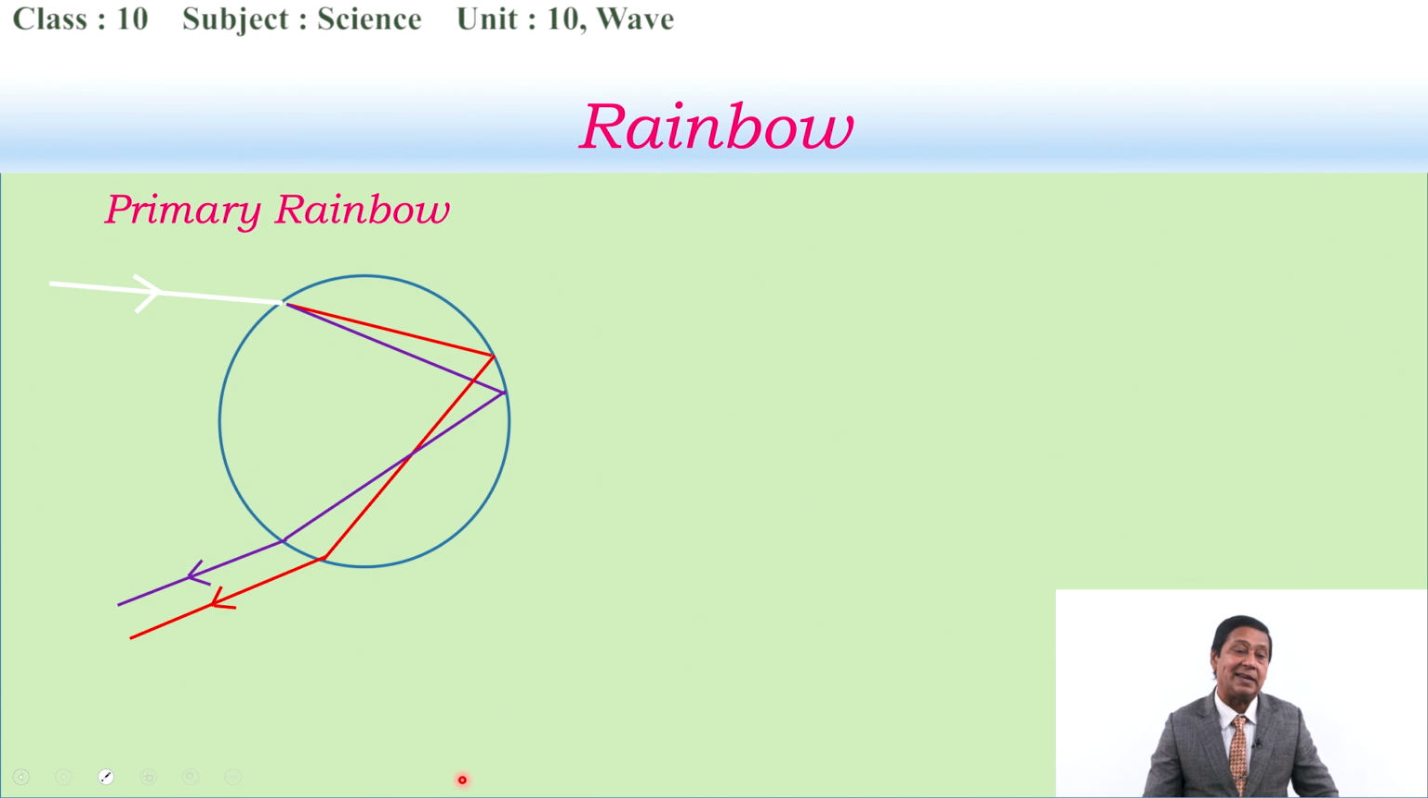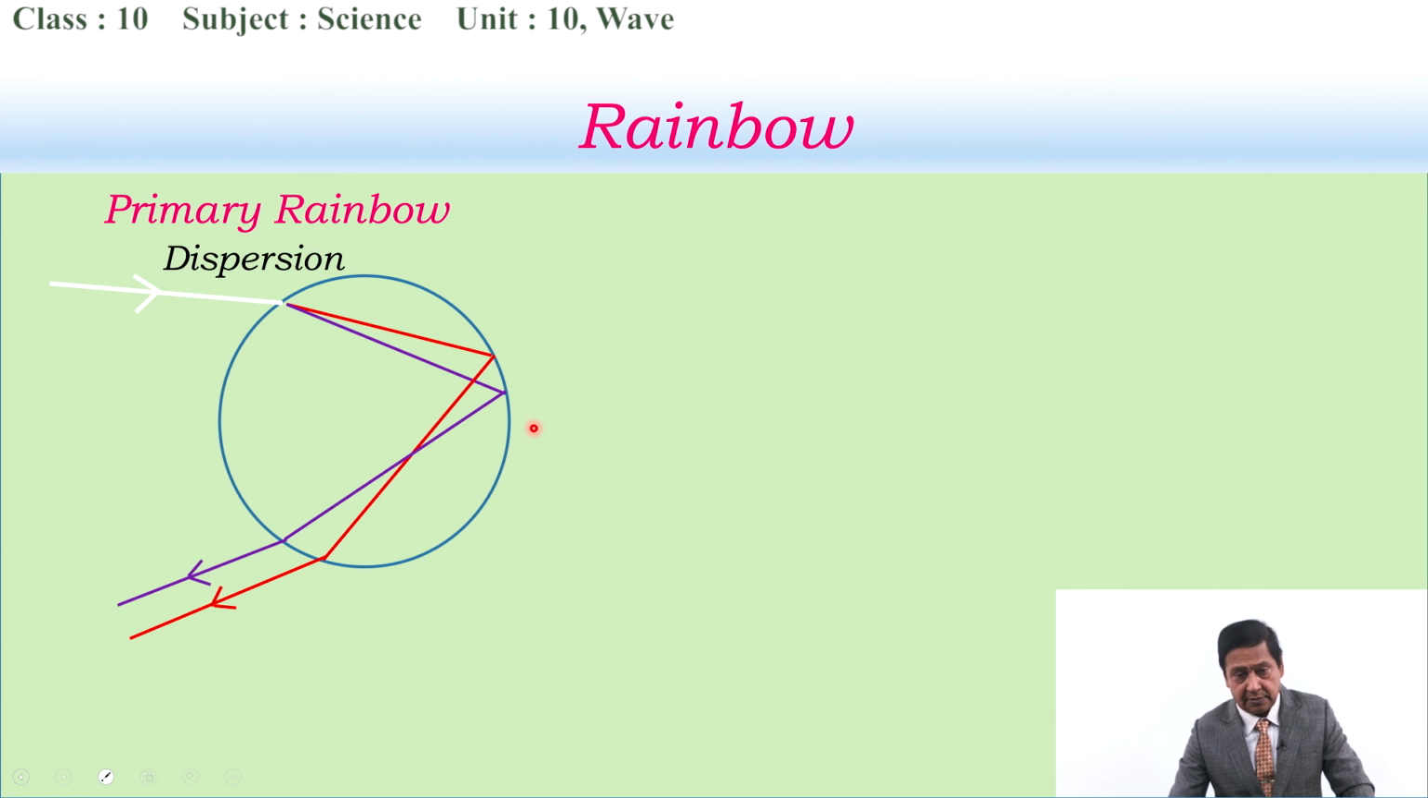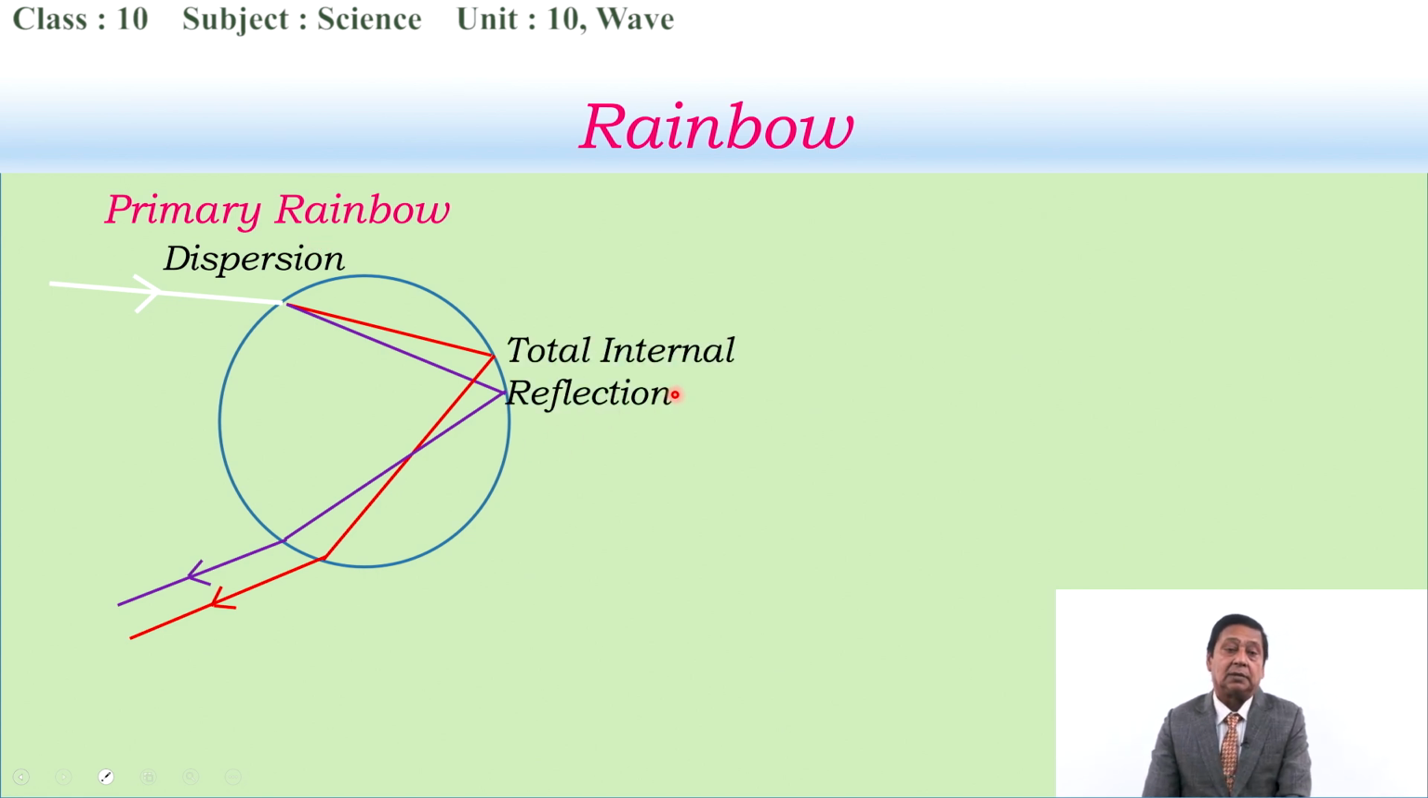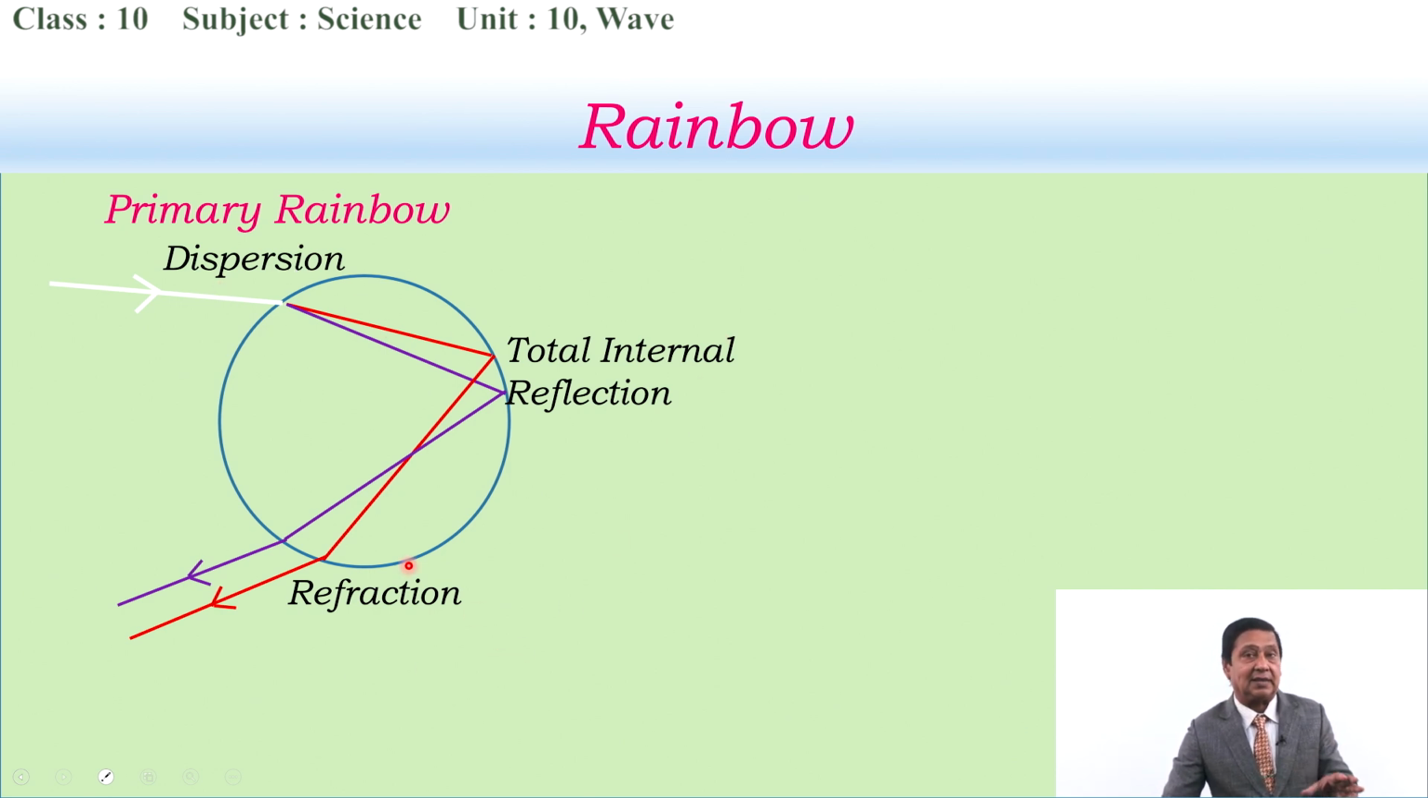Now white light entered the droplet, but when it came out from this droplet, it is divided into 7 different colored lights. And when these 7 different colored lights come to our eye, we are able to see the rainbow. Now on the first surface dispersion occurred, and on the second surface what happened? Total internal reflection occurred, and on the third surface just refraction occurs. That's why a rainbow can be seen when dispersion, total internal reflection and refraction take place in the droplets of water.